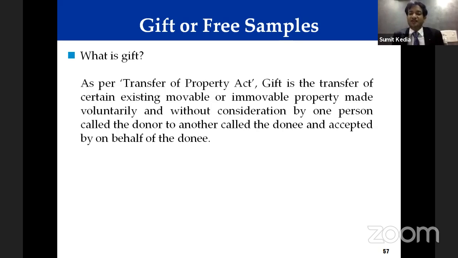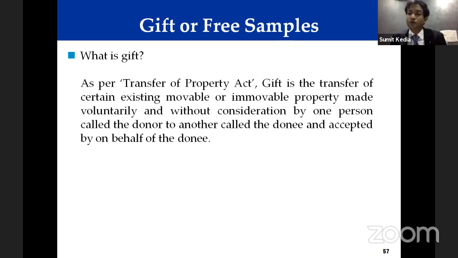So if you see, if I'm doing something voluntary and without consideration, that becomes a gift. And when my contractual term says, when you achieve so and so target, I'm going to give you so and so items as gift, then it is not voluntary. It is as per my contractual obligation. And hence a view can be taken that ITC can be availed on such gift.